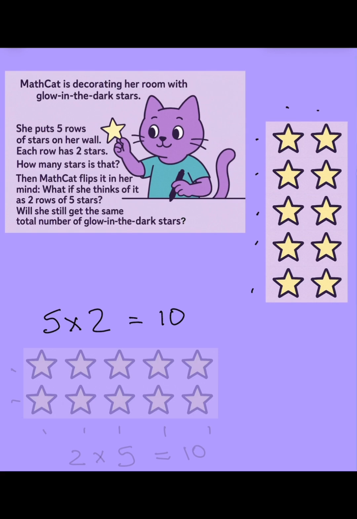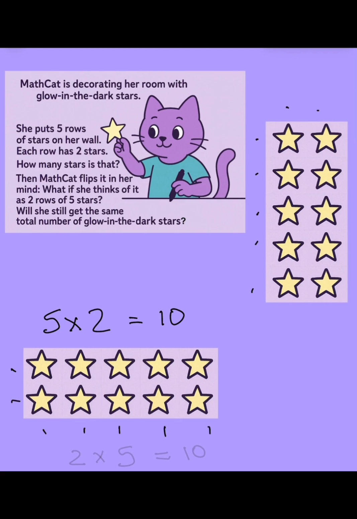So there are 10 stars. Then MathCat flips it in her mind. What if she thinks of it as 2 rows of 5 stars? Will she get the same total number of glow-in-the-dark stars? So she flips it around. So we have 2 rows and 5 columns. That's 2 times 5. By the commutative property of multiplication, we know that's the same. That equals 10. So you can flip the order of the multiplication and still get the same value.